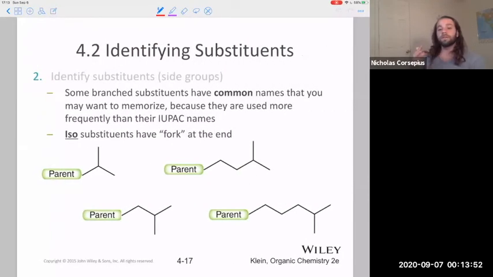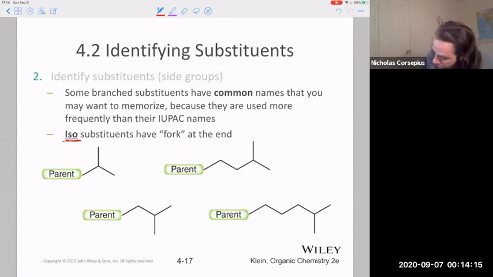All right, so now there are some special substituents that we have to know about, some special branched ones that have names that are not the systematic names. They have common names associated with them. First of all are going to be these groups with the iso prefix. These are all groups that have forks at the end. Let me show you what I mean.